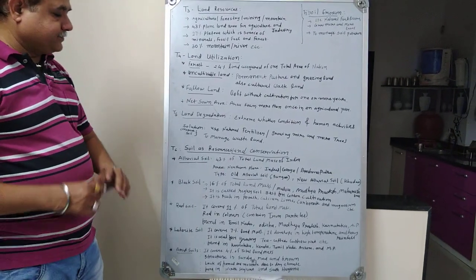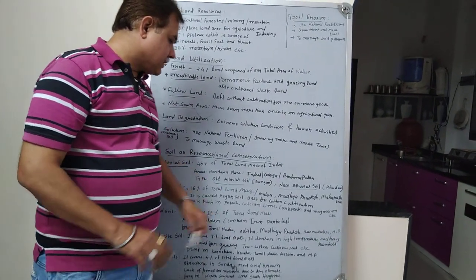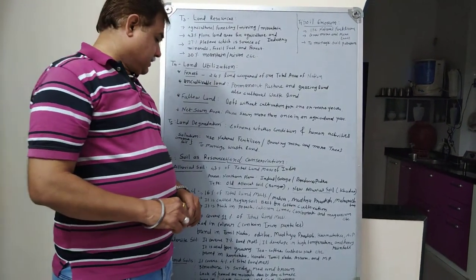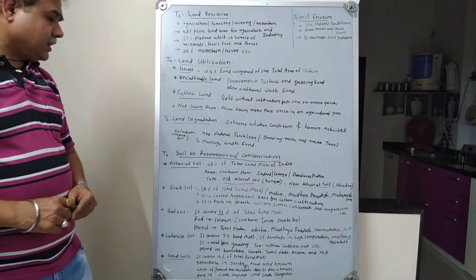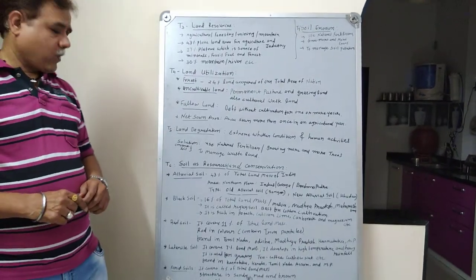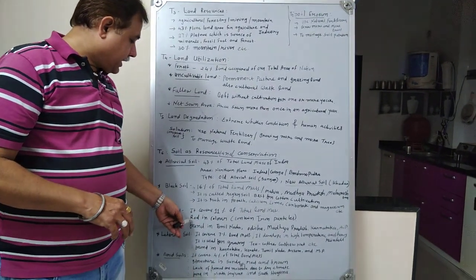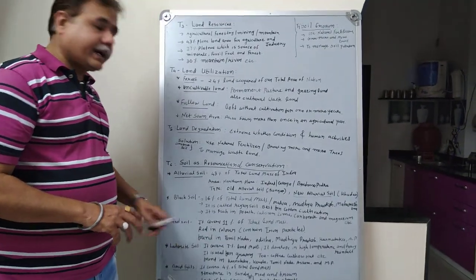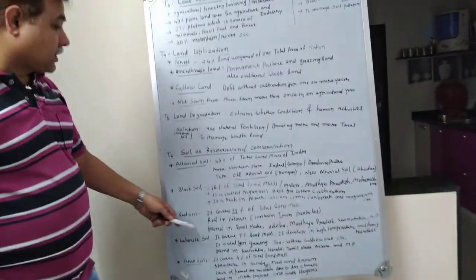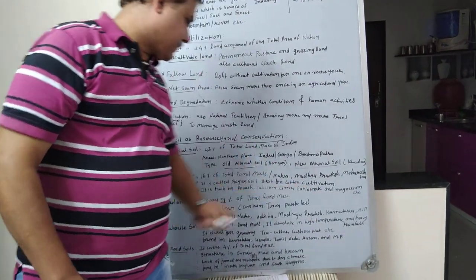Now, red soil. It covers 11% of the total landmass of our nation. It is red in color. You know why it is red in color? Because it contains iron particles. So much iron, therefore it looks red in color. It is found in Tamil Nadu, Odisha, Madhya Pradesh, Karnataka, etc.